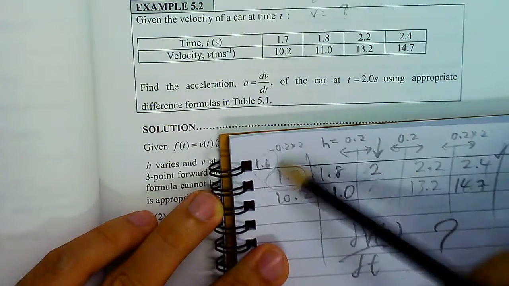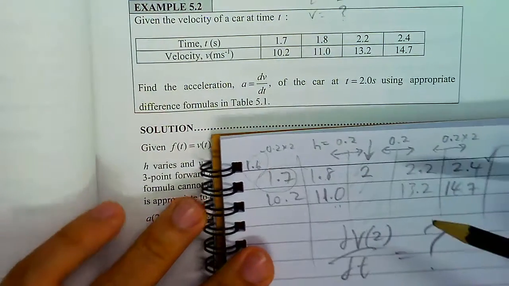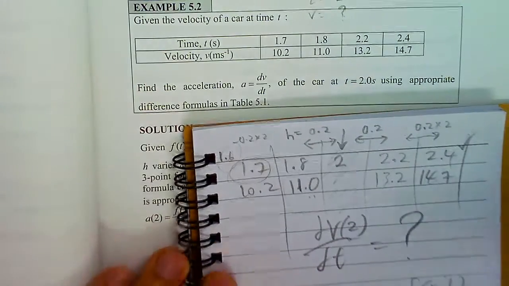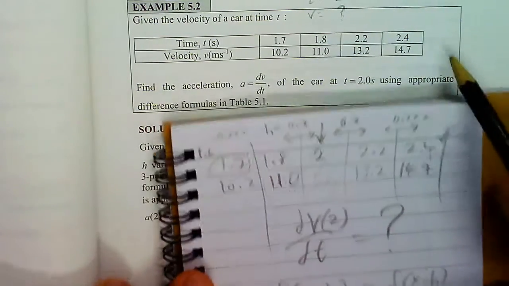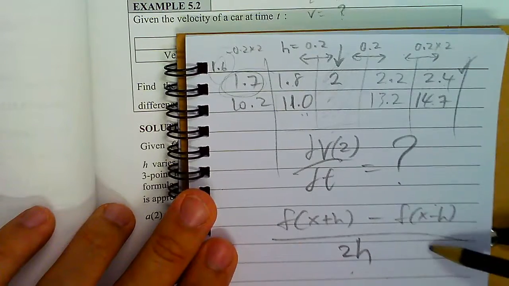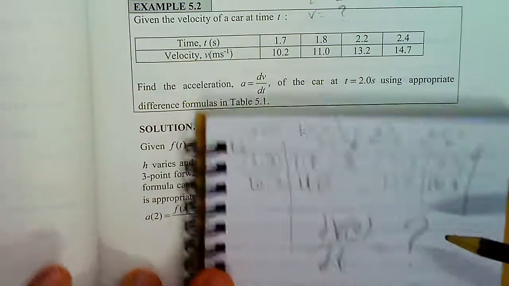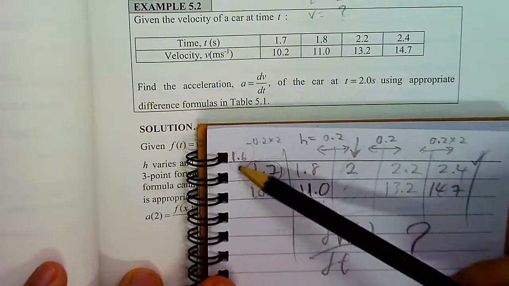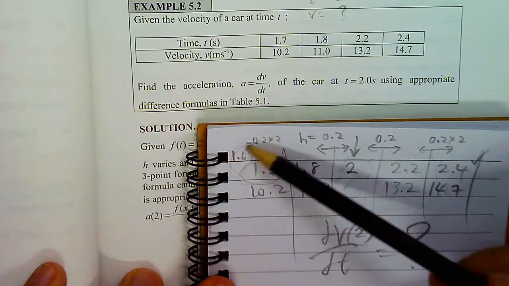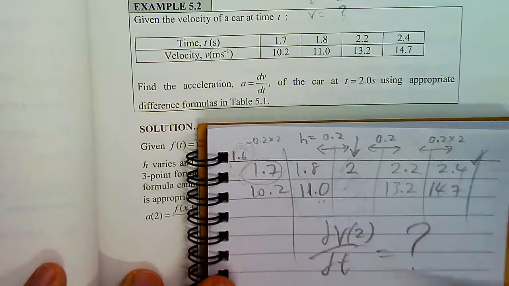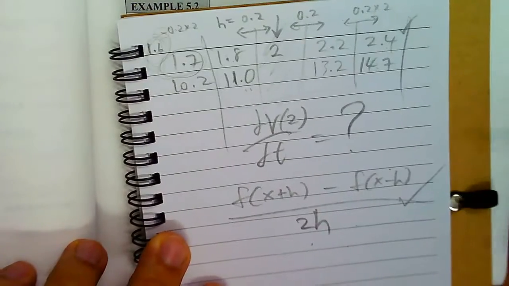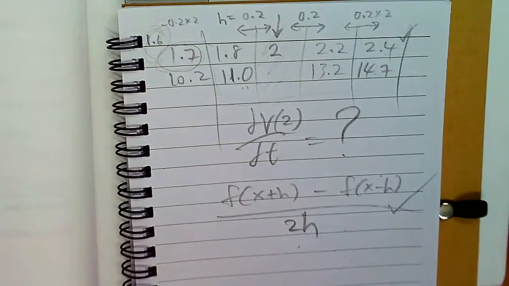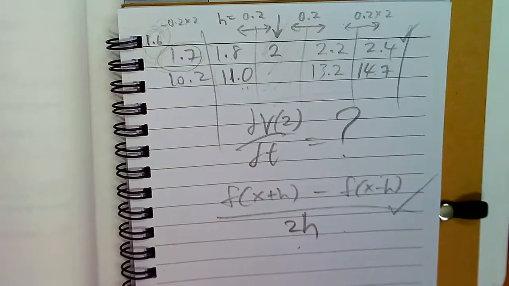But 1.6 is not given. So that means even though we have 5 options, the only formula that we can use to solve this equation is the 3-point center, because for the 5-point center we need the value for 1.6, but 1.6 is not given. 1.7 cannot be used, so this is the only formula that we can use. Okay, so try this formula when you're free during your tutorial hours, so that you understand the concept.